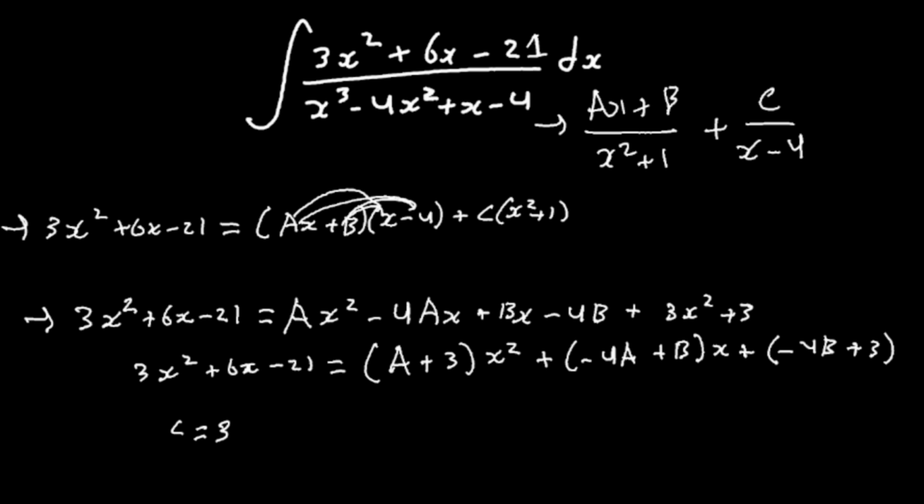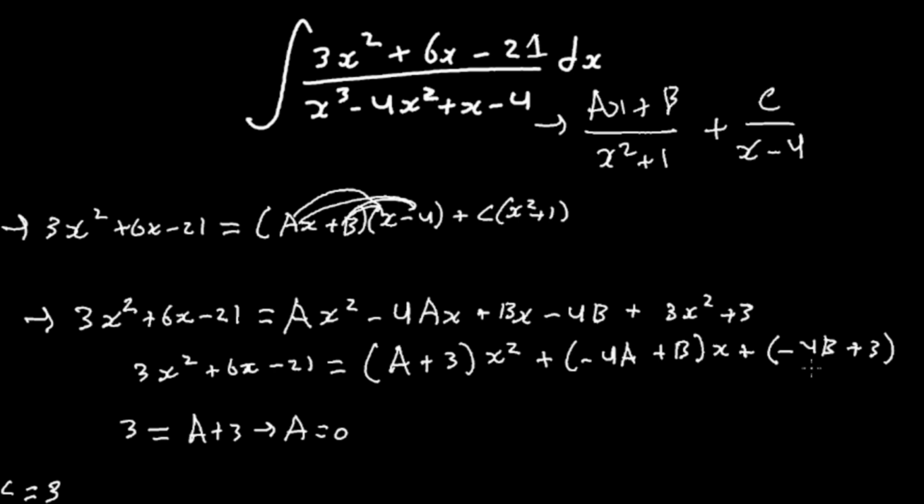So now what we're going to do is, because we have this equality, both sides are equal to each other, we can say that the coefficients for each, for the x squared, for the x, for the constant, all of those have to be equal to each other. So this means that 3 is equal to a plus 3. So a is equal to 0.